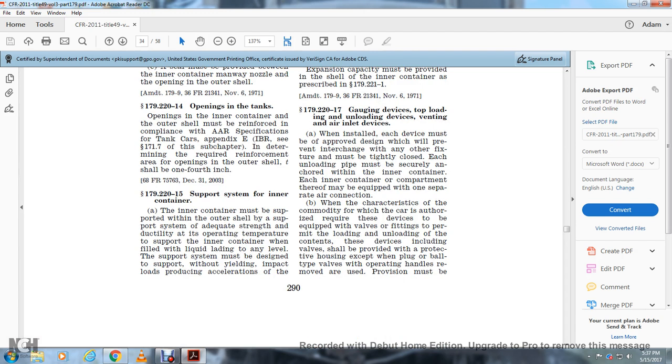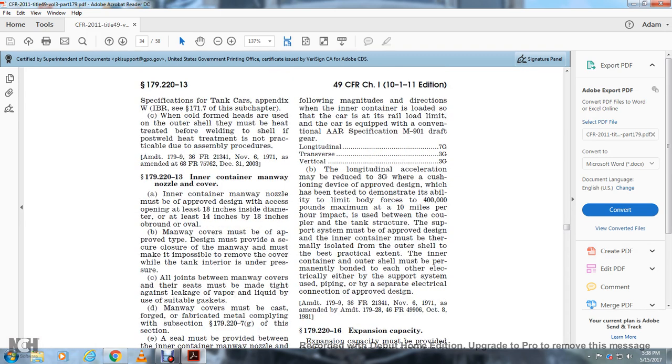179.220-15 Support system for the inner container. The inner container must be supported within the outer shell by a support system of adequate strength, with the container at operating temperature, to support the inner container when filled with liquid loading at any level. The support system must be designed to support, without yielding, impact loads producing accelerations of the following magnitudes and directions, for an inner container loaded so that the car is at its rail load limit and the car is equipped with conventional AAR Specification M-901 draft gear: longitudinal 7G, transverse 3G, and vertical 3G.